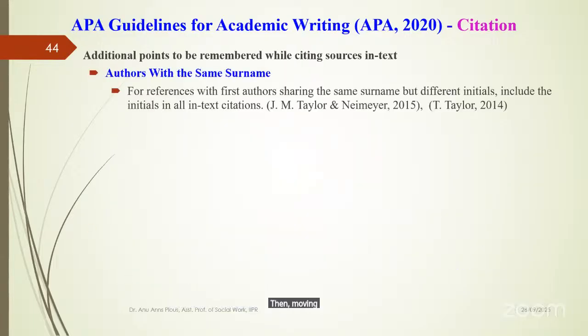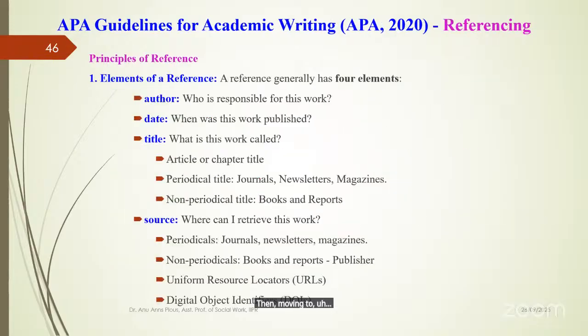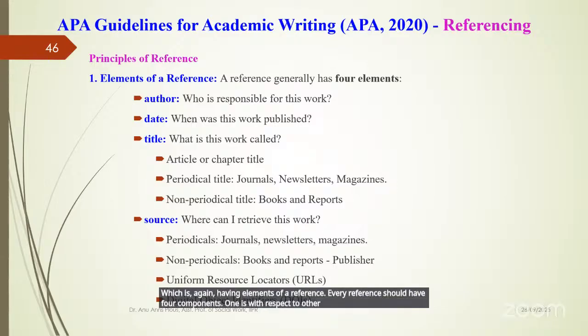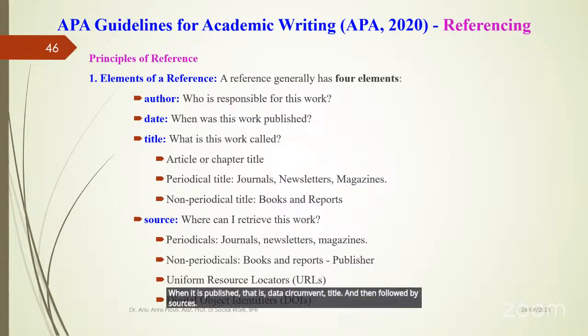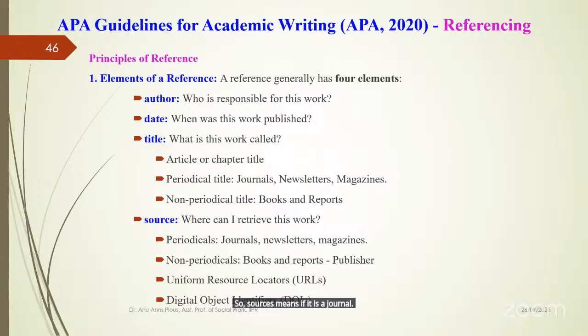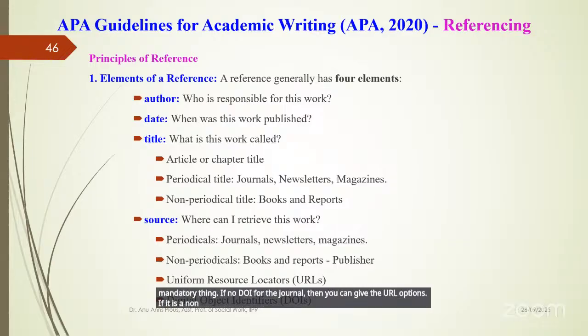Then moving to the reference component, which again has elements of a reference. Every reference should have 4 components. One is with respect to author, who has written or who is responsible for that particular book or article. When it is published, that is date, is a component. Title, and then followed by source. So source means if it is a journal, DOI, digital object identifier, is a mandatory thing. If no DOI for the journal, then you can give the URL. If it is non-periodical, that means if it is a book or edited book, you have to give the name of the publisher. Like that, you have to give the 4 main components in your reference section.